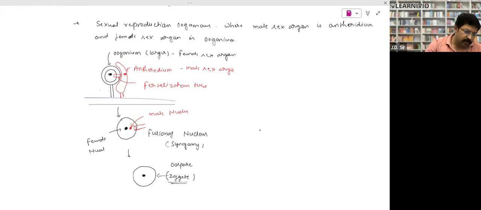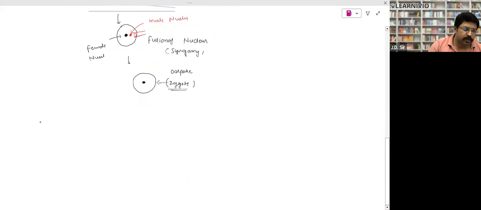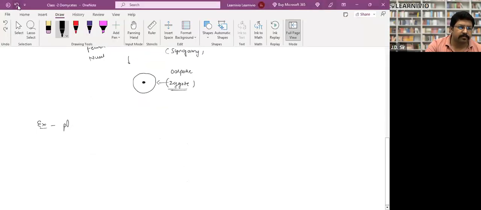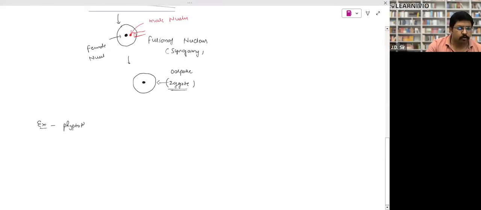Now, this was the last point, and let me tell you some examples of this disease. Phytophthora infestans causes the late blight disease. So, example of oomycete. Phytophthora, you have seen in the diagram above. Phytophthora is a fungus that causes late blight disease of potato.